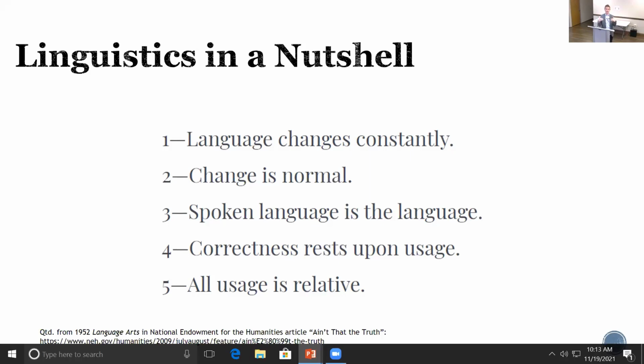You're, by the way, learning language before you're ever born. And then you start to learn language. And then after that, you start to layer writing over top of that. So naturally, our brains are programmed to be able to learn language, which is why spoken language is the language. And then everything else is layered over top of that. Correctness, the idea of correctness itself rests upon usage, rests upon conventions.